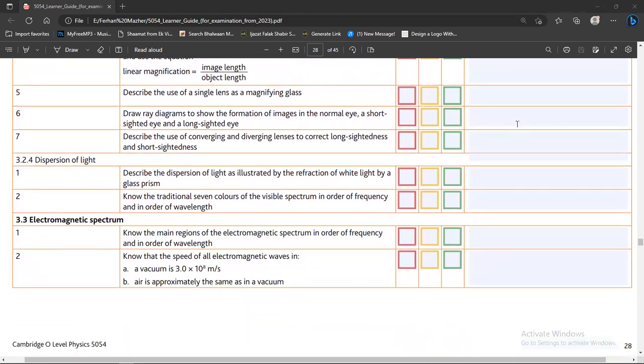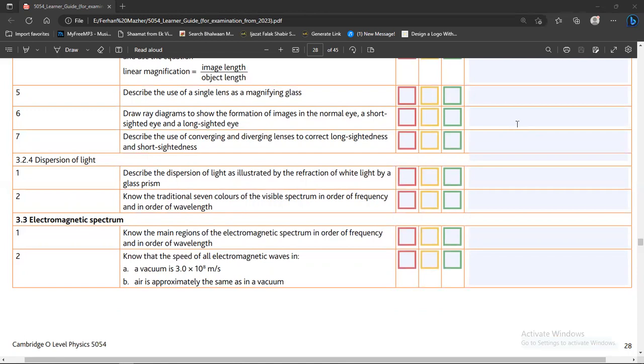Draw ray diagrams to show the formation of images in the normal eye, a short-sighted eye, and a long-sighted eye. Describe the use of converging and diverging lenses to correct long-sightedness and short-sightedness.